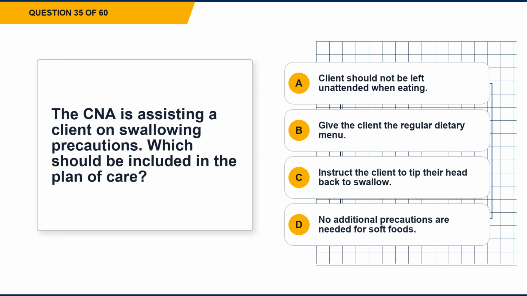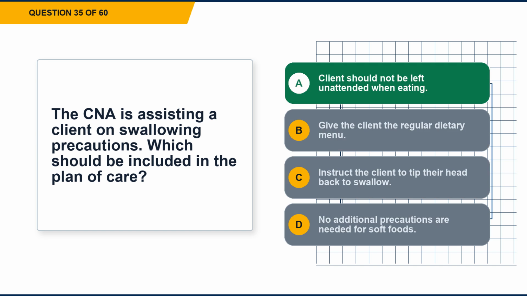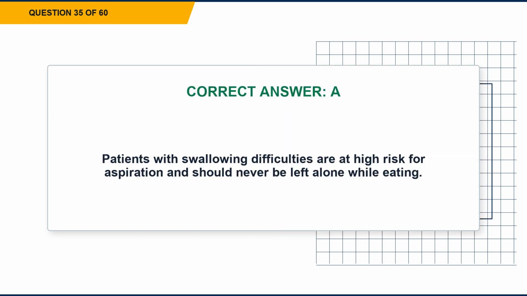Question 35. The CNA is assisting a client on swallowing precautions. Which should be included in the plan of care? Option A. Client should not be left unattended when eating. Option B. Give the client the regular dietary menu. Option C. Instruct the client to tip their head back to swallow. Option D, no additional precautions are needed for soft foods. The correct answer is option A, client should not be left unattended when eating. Explanation. Patients with swallowing difficulties are at high risk for aspiration and should never be left alone while eating.